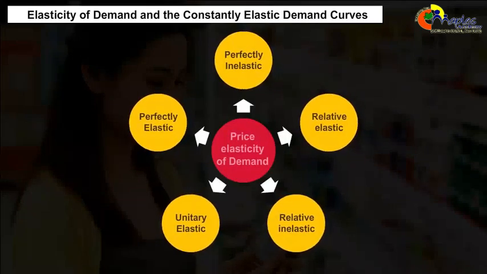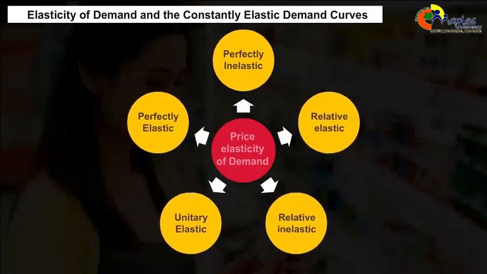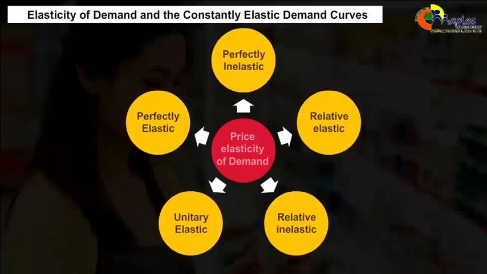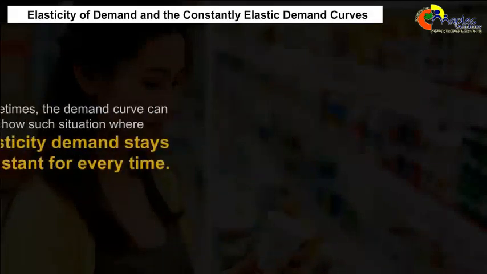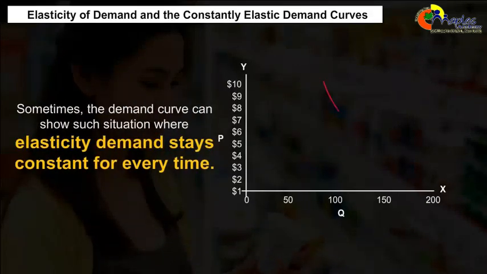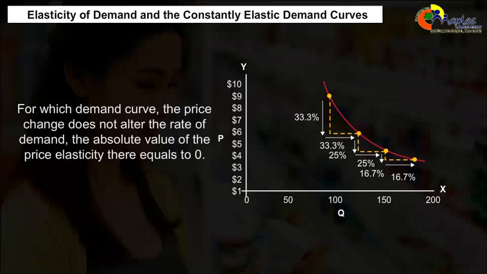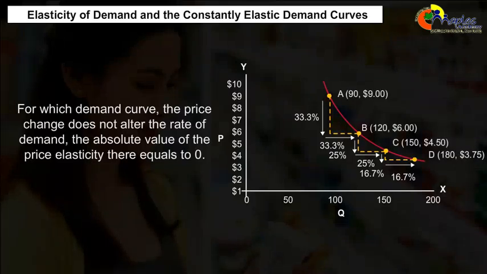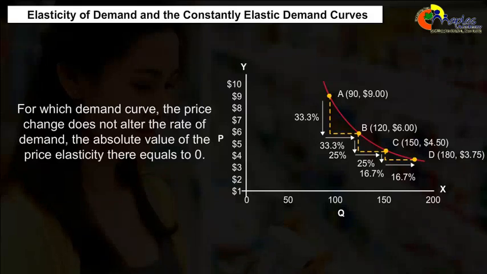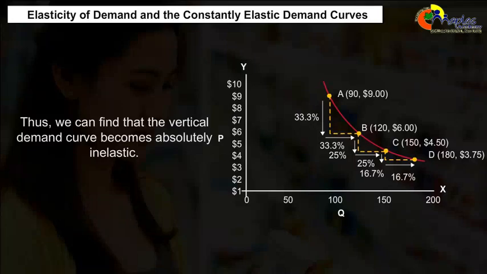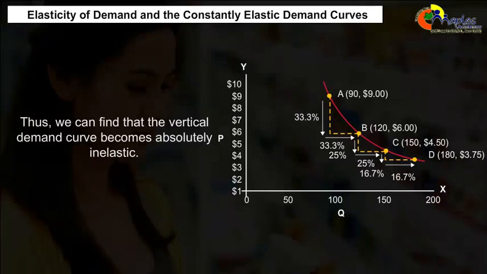The different price elasticities of demand at different points can be shown through a linear demand curve. Sometimes the demand curve can show a situation where elasticity of demand stays constant, for which the price change does not alter the quantity demanded. The absolute value of the price elasticity there equals zero. Thus we can find that the vertical demand curve becomes absolutely inelastic.